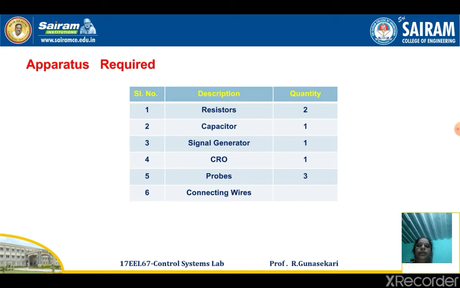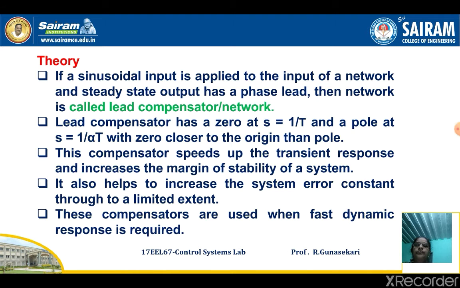Then the apparatus required: resistors 2 numbers, capacitor 1 number, signal generator 1 number, CRO 1 number, probes 3 numbers, connecting wires as required. Then the theory of the lead network. If a sinusoidal input is applied to the input of the network and the steady state output has a phase lead, then the network is called the lead compensator or lead network. A lead compensator has a zero at s equal to 1 by T and a pole at s equal to 1 divided by alpha T, with the zero closer to the origin than the pole.